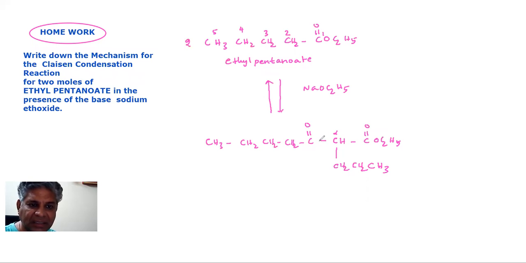So this here is the new carbon-carbon bond that is formed in the reaction. That is the new carbon-carbon bond formed in the reaction. So this is alpha and this is beta. So therefore this is your beta keto ester.